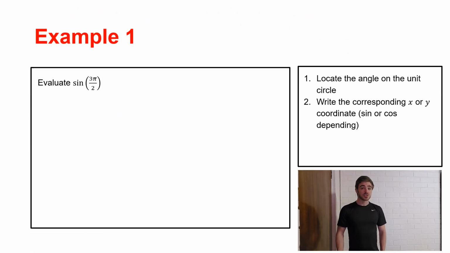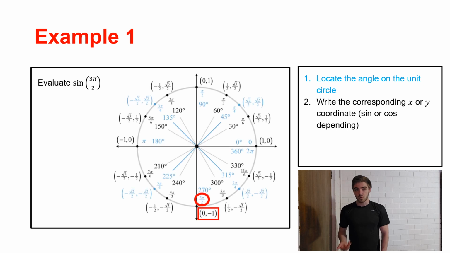So, let's suppose that we want to know what sine of 3 pi over 2 is. Well, we're told what the angle is, it's just 3 pi over 2, but we don't know what it equals yet. This is where we have to consult the unit circle. Since we know the angle, all we have to do is look at our unit circle and figure out where that angle is on the unit circle. And in this case, it appears at the bottom. And that's going to correspond to the coordinate (0, -1).